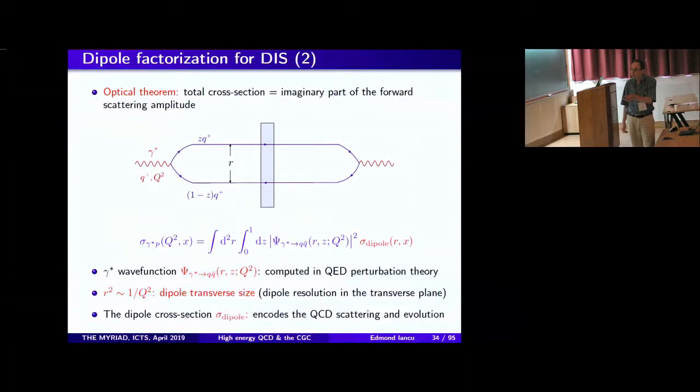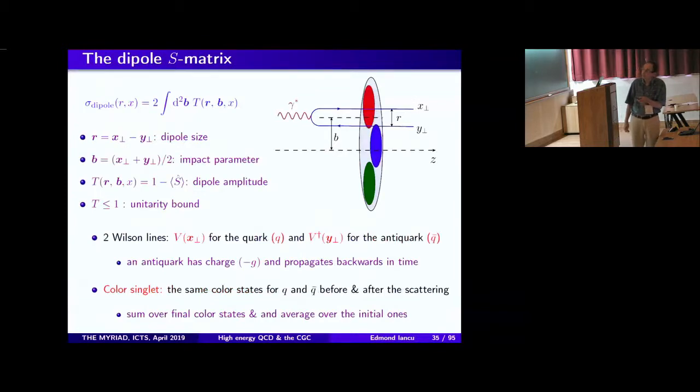Now we're going to focus on the QCD part, the dipole cross-section. I just focus on the dipole scattering, say, off a proton or a nucleus, doesn't matter. If it is a proton, it's the valence part. I use the optical theorem. The total dipole cross section is twice the imaginary part of the scattering amplitude. T is the scattering amplitude, and at high energy, it's purely imaginary, so I don't put the i any longer.